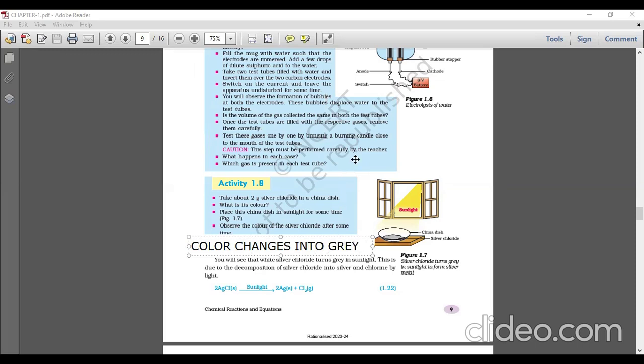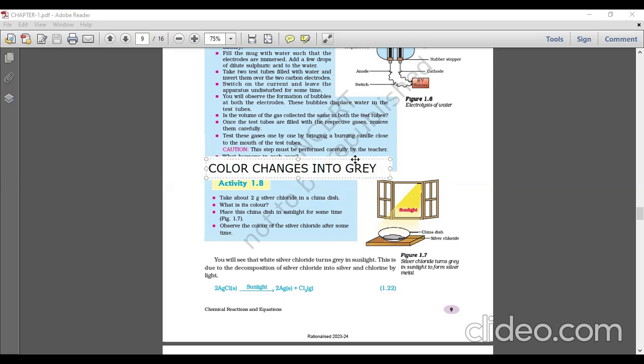So why does this happen? Because the silver chloride absorbs the heat. Such a type of reaction is known as an endothermic reaction. This is also an example of a decomposition reaction. You can remember this hint: AB gives rise to A plus B.